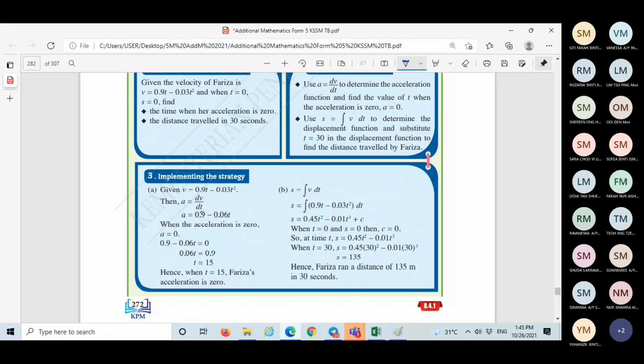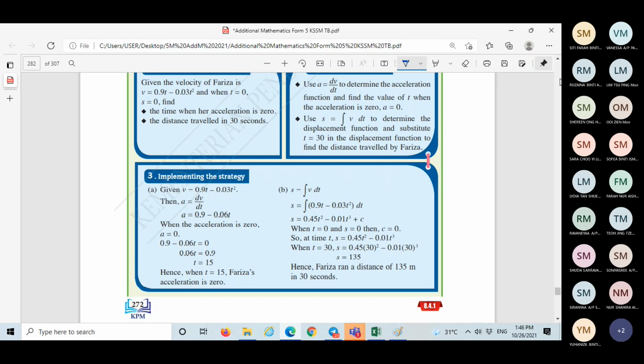Okay, how to get A? You do dV/dt. This is the V, so you differentiate this with respect to T. This one you get 0.9. This one you will get the 2 bring in front, 0.03 times 2, 0.06, and then T. So this is the A.